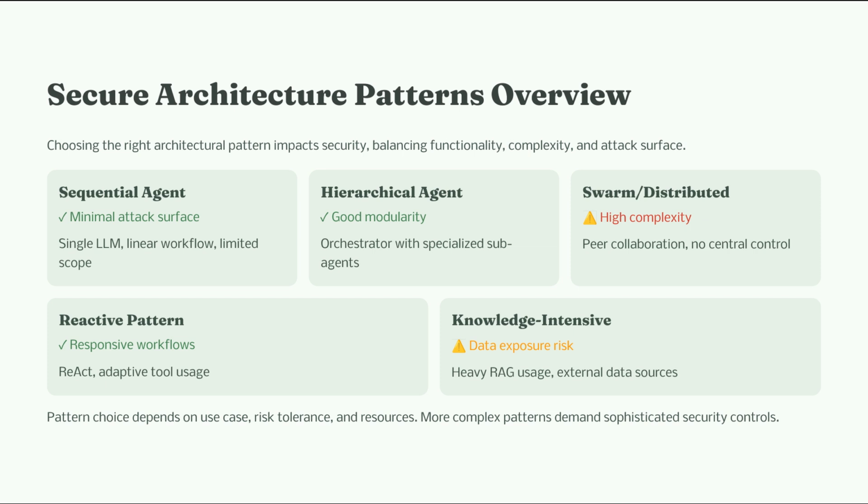On the other hand, hierarchical architecture provides good modularity through an orchestrator that coordinates specialized subagents, enhancing flexibility. However, distributed architectures introduce higher complexity, allowing for peer collaboration without central control. The reactive pattern stands out for its responsive workflows but comes with risks, especially concerning data exposure due to external sources. Ultimately, your choice of pattern should align with your specific use case, risk tolerance, and available resources. Next, we'll explore the security profile of sequential architecture, which offers one of the simplest and most secure approaches.